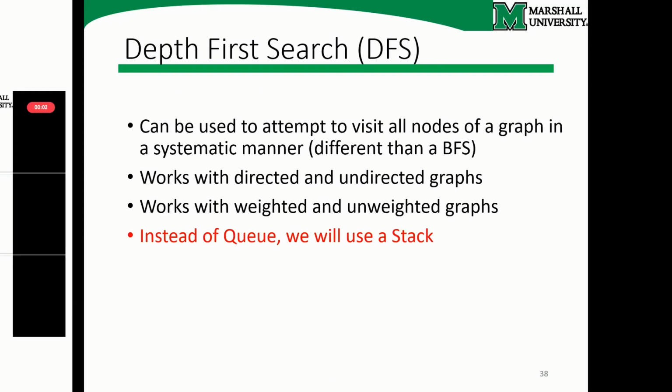The second graph traversal algorithm we will be talking about is depth first search or DFS. Similar to the BFS, it also systematically visits all the nodes in a graph. But the only difference here is how we visit the next node. In the BFS, we used a queue to keep track of the next node, but in the case of DFS, we will use a stack.